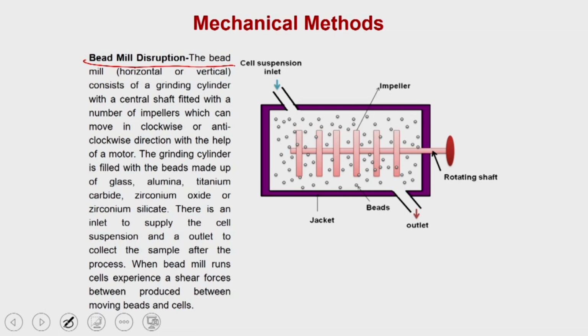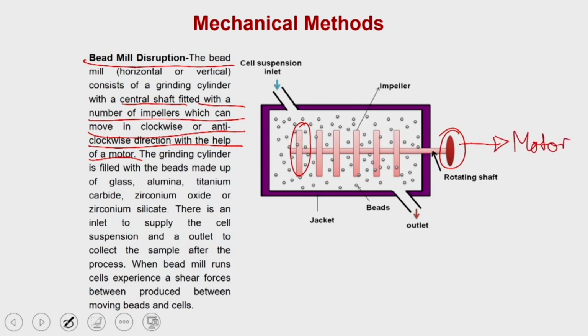So, what you have in this disruptor is a central shaft fitted with a number of impellers. These are the impellers, which can move either clockwise or anti-clockwise with the help of a motor. You have a central shaft, the impellers are attached to it, and you connect this shaft to a motor. This motor will allow it to go clockwise or anti-clockwise.